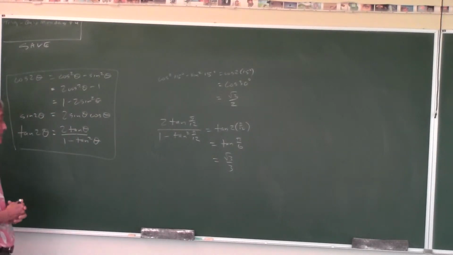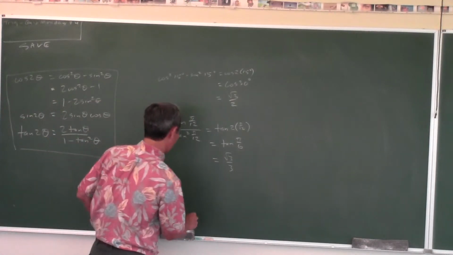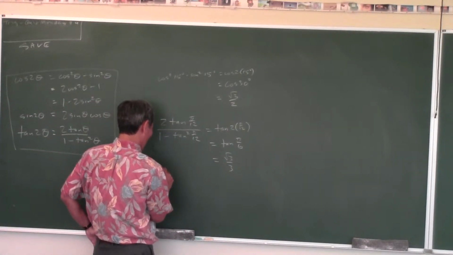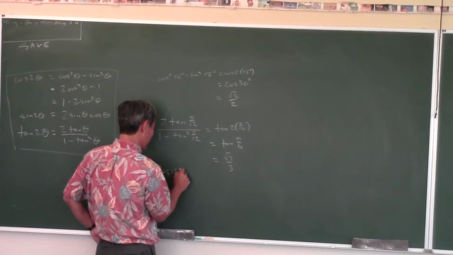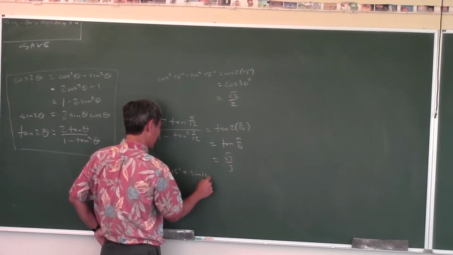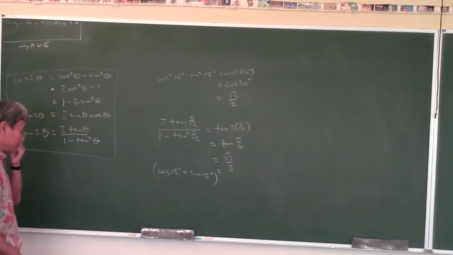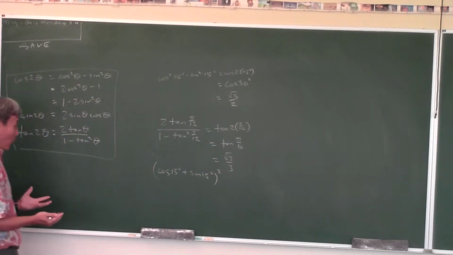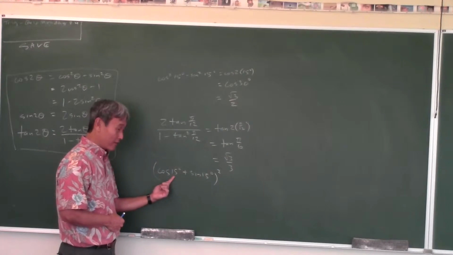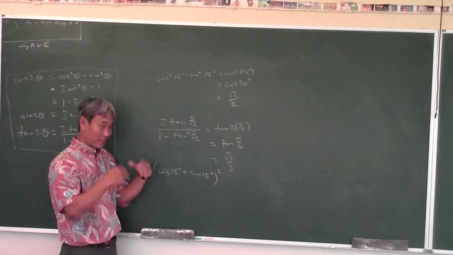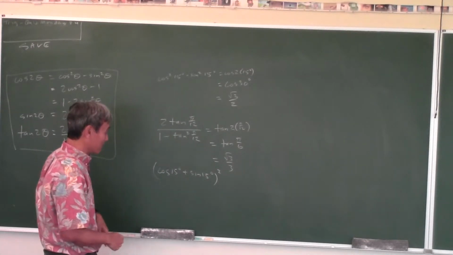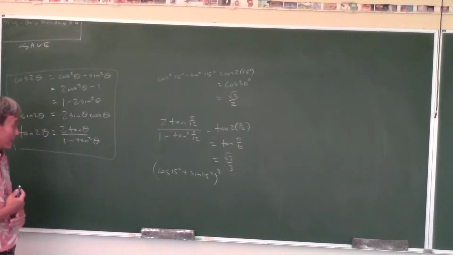But then sometimes you gotta do a little more work. Like, what if you had a problem like this? What is cosine of 15 degrees plus sine of 15 degrees quantity squared? And again, if you want to, for each of these, you could go 45 minus 30, 45 minus 30, and then expand. That takes a long time though. Maybe there's a faster way.